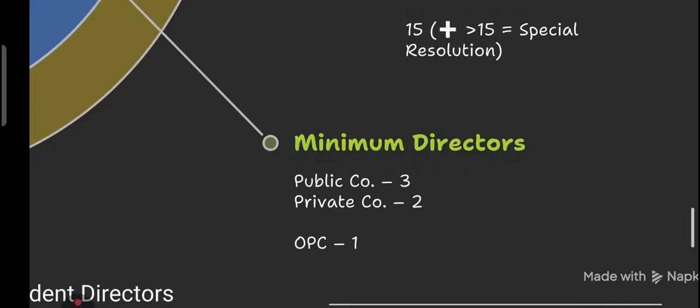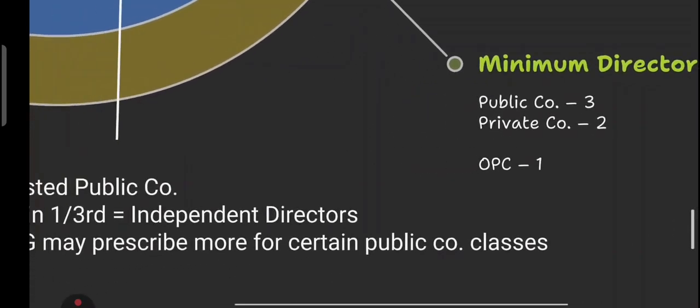What about the minimum director? If it is a public corporation, they need at least 3 directors. A private corporation needs at least 2 directors. A one person company needs just one, because the name itself is one person company, right?